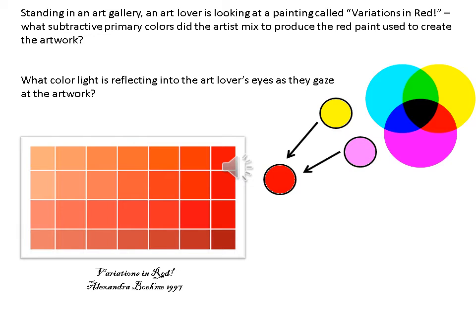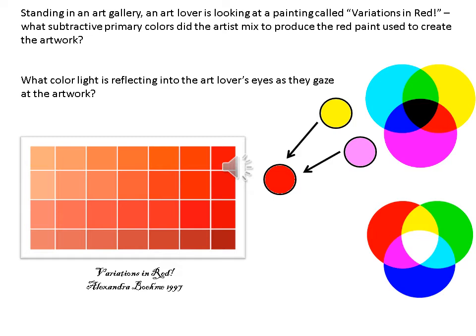What color light is reflecting into the art lover's eyes as they gaze at the artwork? To answer this question, we're going to have to pull up the additive color diagram. And we can see on there that red is a primary color, and so red light is reflecting up into the art lover's eyes.